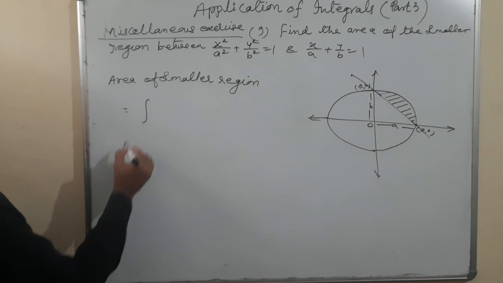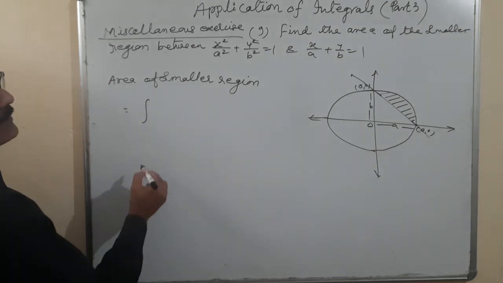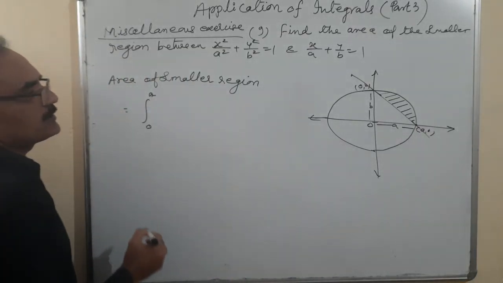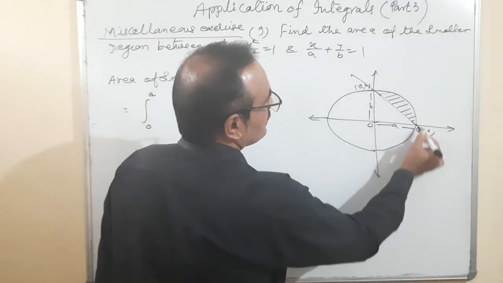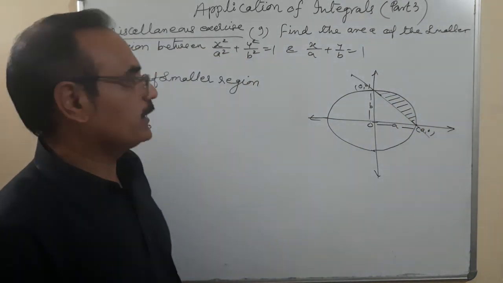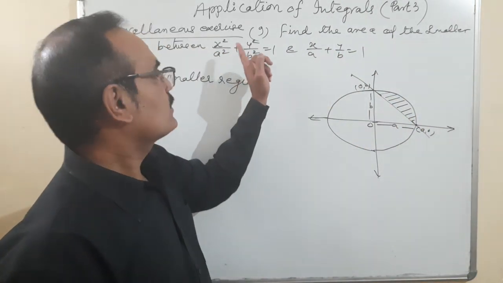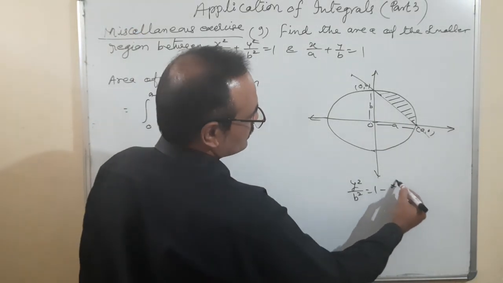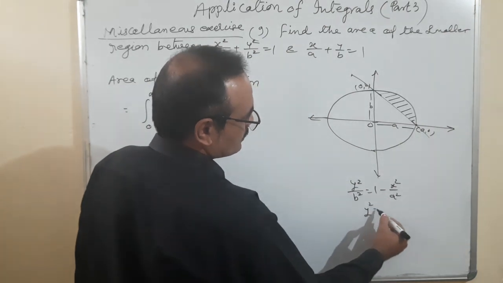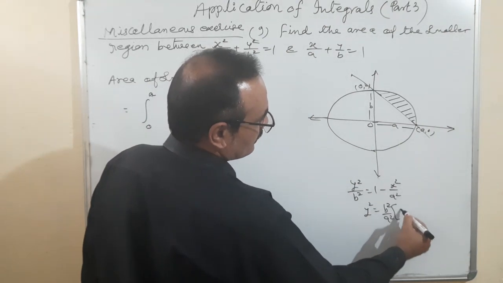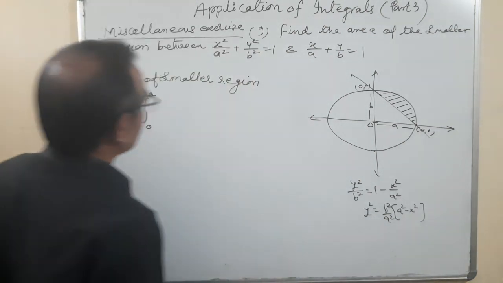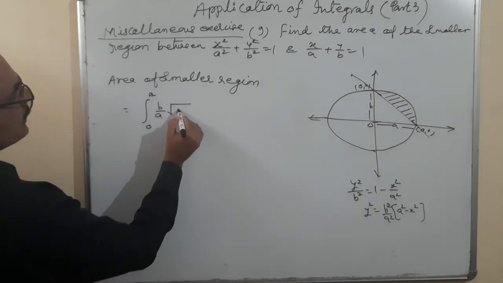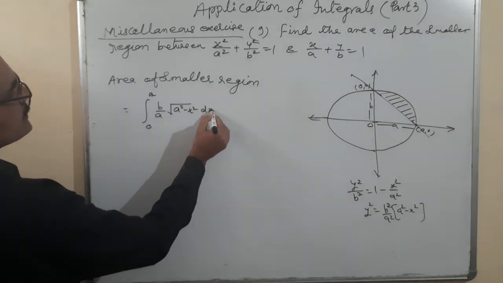area of the smaller region is equal to integration, limit 0 to a. And what is it? This is the part of the equation of the ellipse. So here what is the value of y? Y square upon b square is equal to 1 minus x square upon a square. So therefore y square is equal to b square upon a square times a square minus x square. So what is the value of y? b upon a under root a square minus x square dx.